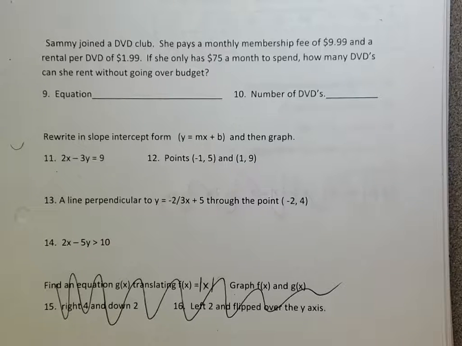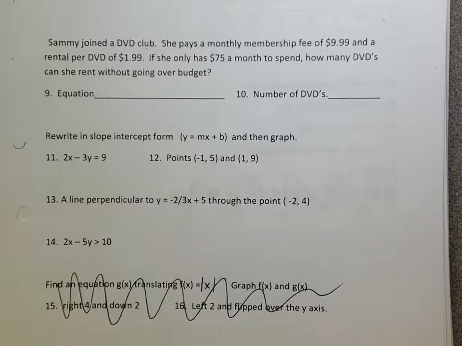Number 1, Sammy joined a DVD club. She pays a monthly membership fee of $9.99 and a rental fee per DVD. Of course, nobody does DVDs anymore, but you know, everybody has Netflix now. $1.99. So if she only has $75 a month to spend, how many DVDs can she rent?